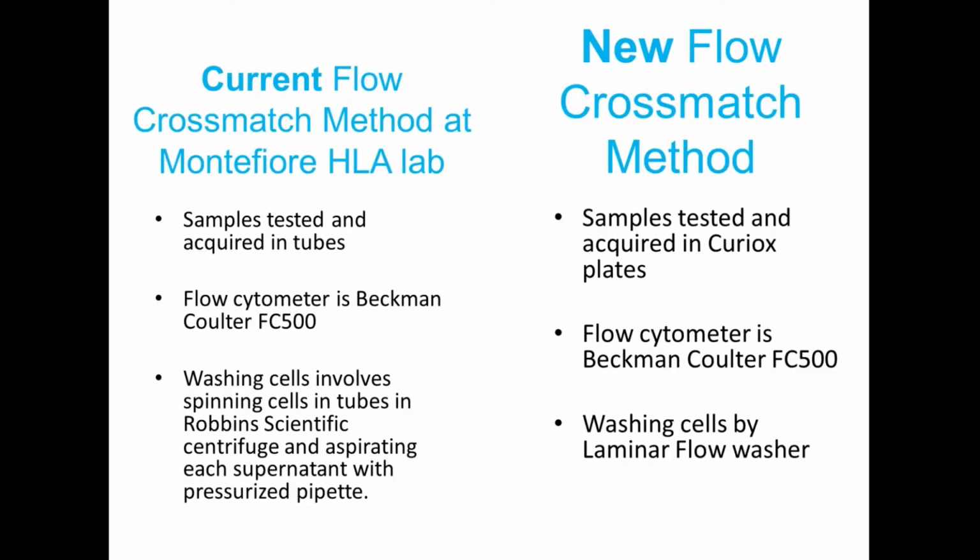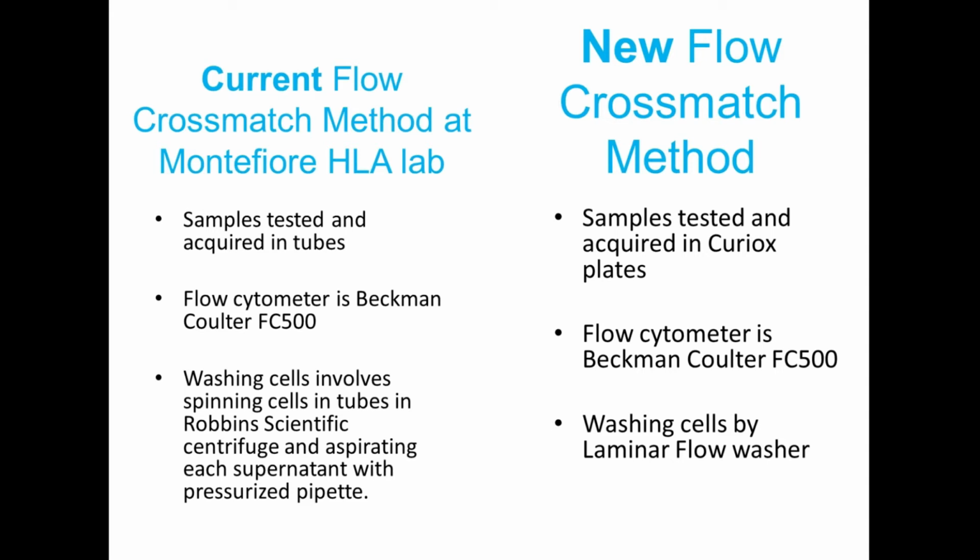Our current method involves the tedious washing of donor B and T cells in flow crossmatches by centrifugation, removing the supernatant by aspirating with a pressurized pipette, and then adding the flow wash buffer in tubes. This wash step is repeated several times for each crossmatch, damaging the cells after each wash cycle. Frozen cells, or cells that are frozen and then thawed to be used for an NKR crossmatch, are known to be even more fragile than cells that were isolated from fresh peripheral blood.